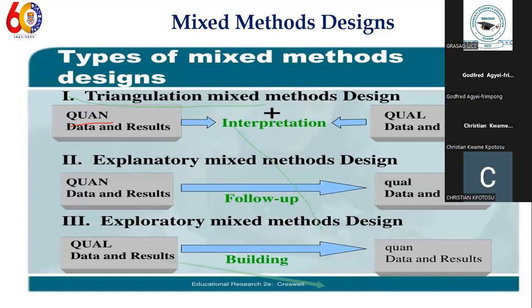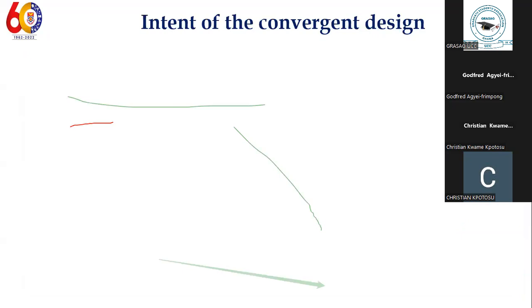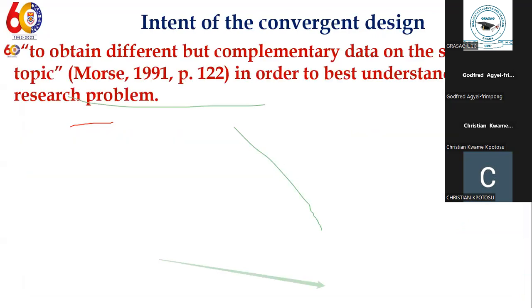select this design. What choices do the people have that will make them use the particular design? And many more. So the first one is the triangulation or convergent design. The intention you as a researcher have before you use the triangulation: one, if you want to obtain different but complementary data on the same topic in order to best understand your research problem, so you collect both qualitative and quantitative. These two types of data complement each other. None is more important than the other.